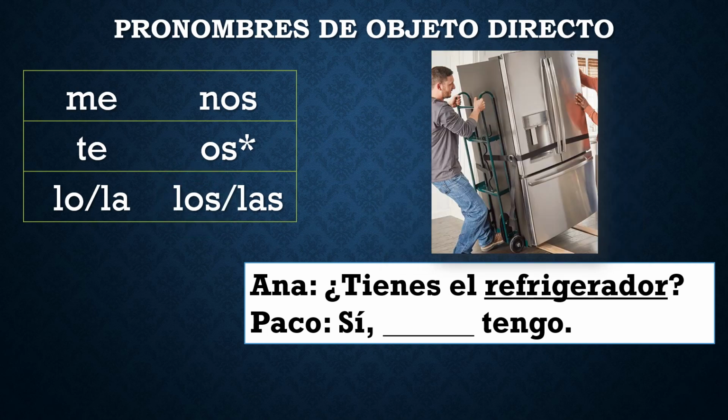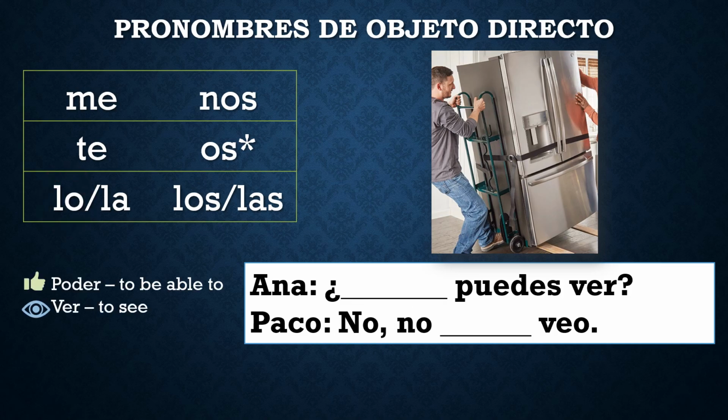¿Tienes el refrigerador? Sí, lo tengo. I have it. Lo es el pronombre de objeto directo. Lo is masculine singular, just like el refrigerador. Lo is replacing el refrigerador. Sí, lo tengo. I have it.